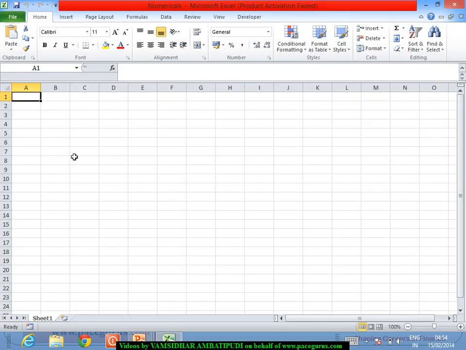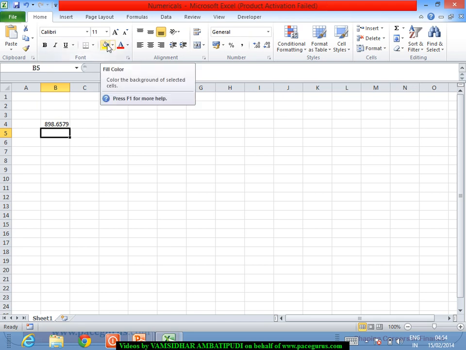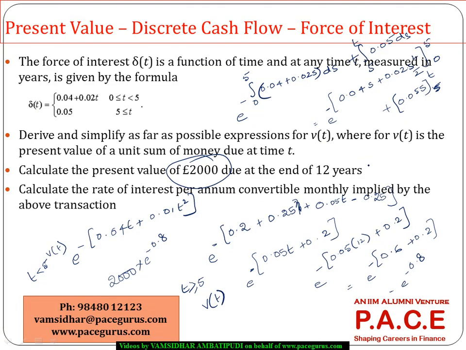So just simplifying the same, 2000 into e power minus 0.8. So the present value of it is working out to somewhere around 898.66. So the present value of whatever I am going to get after 12 years, the 2000 which I am going to get after 12 years, as per this interest rate mechanism is going to be 898.66.